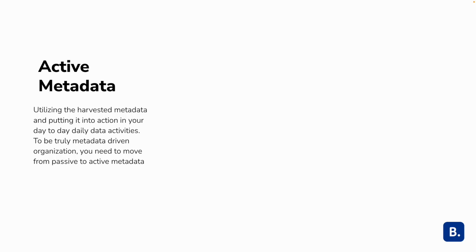Sorry. Now we'll jump into what makes metadata active. So what's active metadata? Active metadata is actually putting the harvested metadata that we've spoken about into action. So take the operational metadata, for example, and let's say develop a dashboard that gives you the top 10 most time-consuming data pipelines in your organization, and then deep dive into them one by one and see if there are potentials to understand it and even make it better.